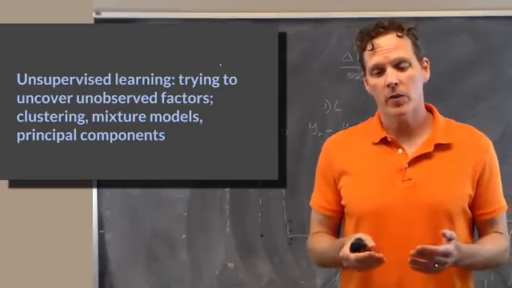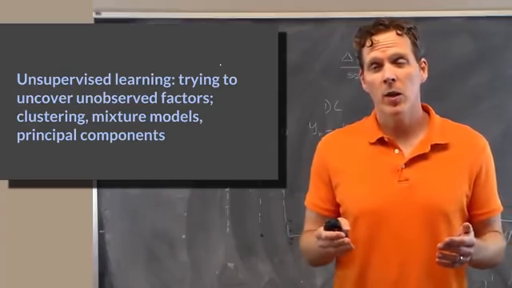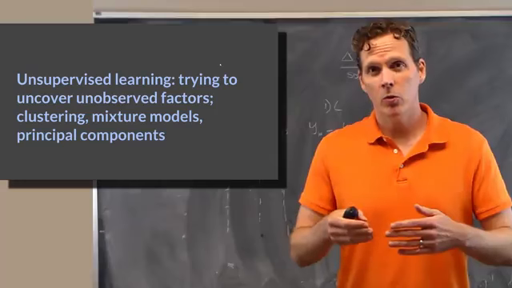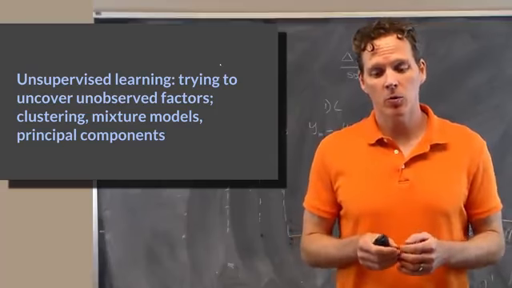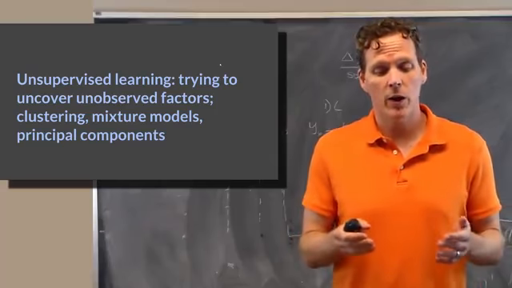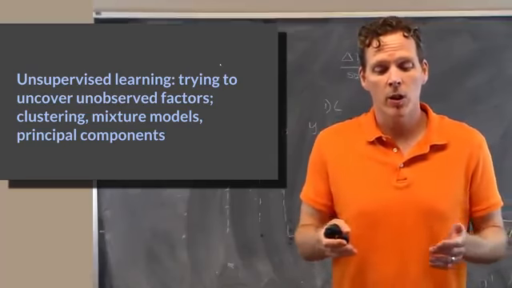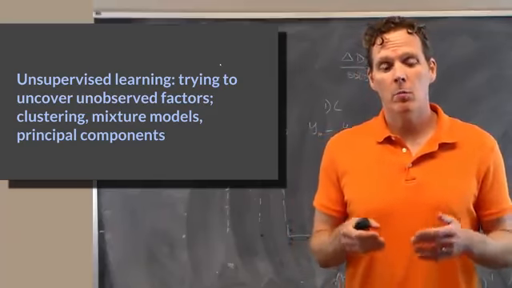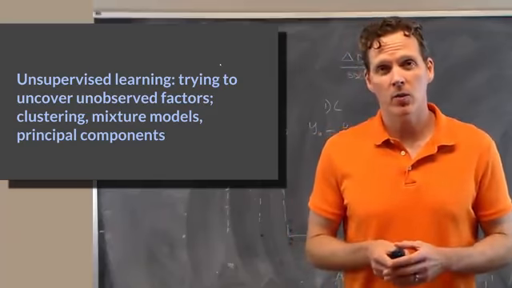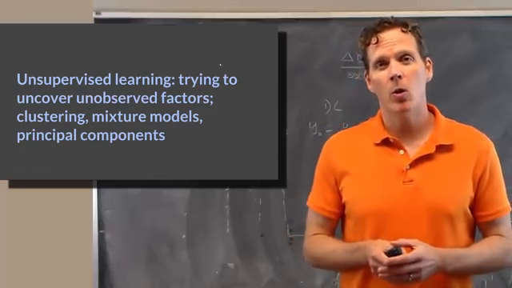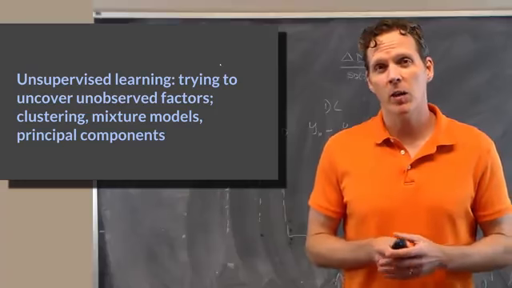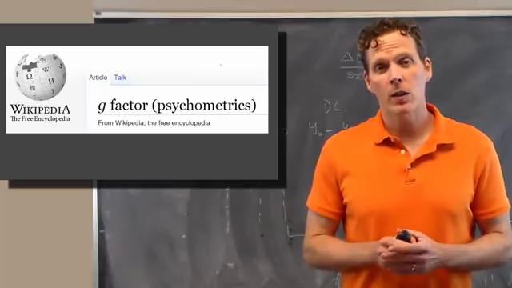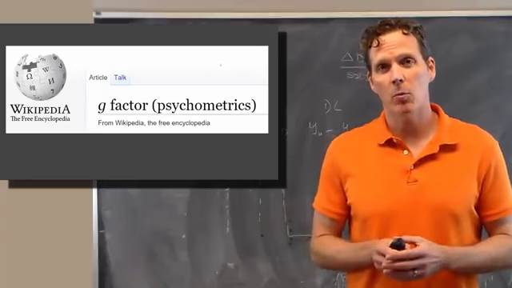In an unsupervised case, you're trying to build a prediction, but where you don't actually have the outcome to train the algorithm. So I would define unsupervised learning as trying to uncover unobserved factors. And some examples of this would be clustering, mixture models, and principal components. To give you an example, I will go back to one of the first examples of clustering, and that is for the famous G factor in psychometrics.